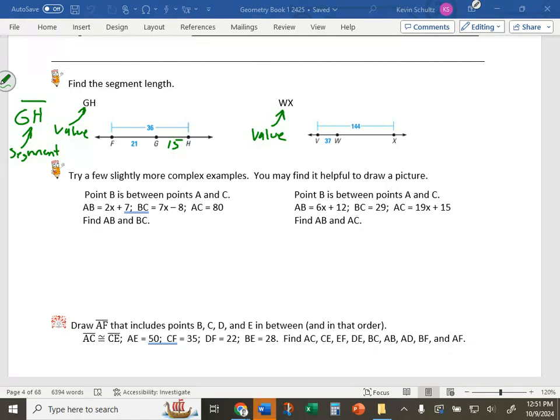V to W is 37. 37 is in the center. What would WX be? 107. Why? Because 37 plus 107 is 144. Or 144 minus 37 equals 107. So far, so good? Any questions? No. Okay.